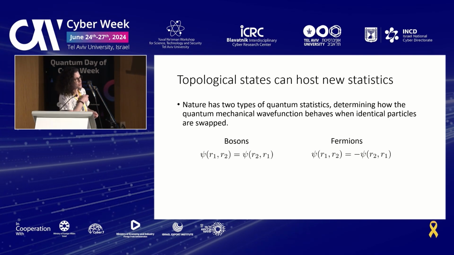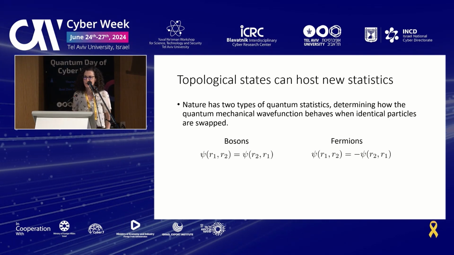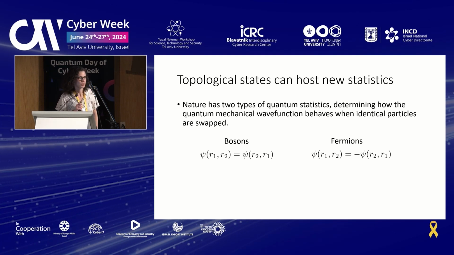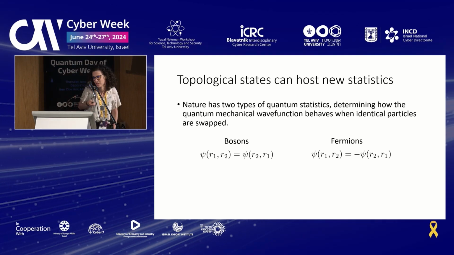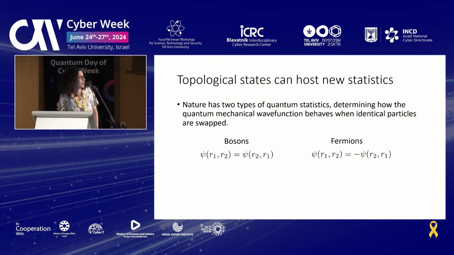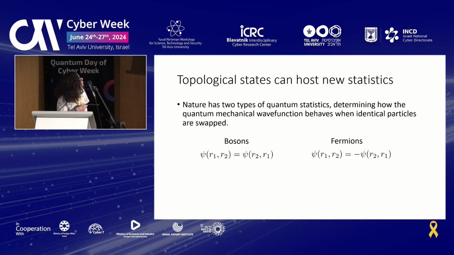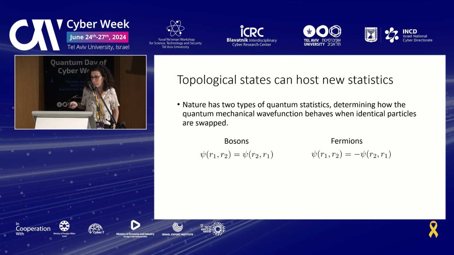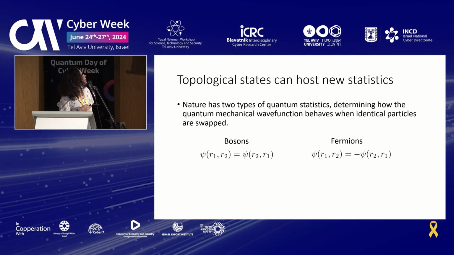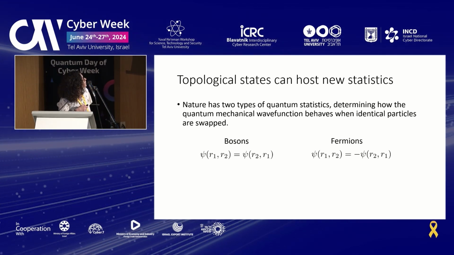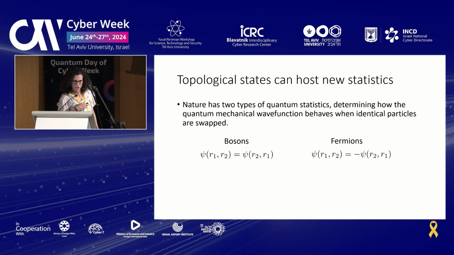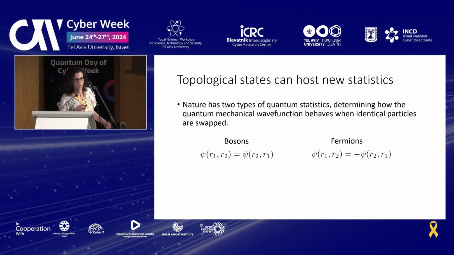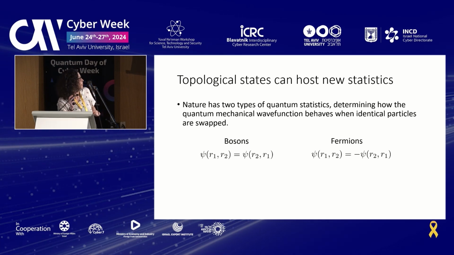Another interesting property that they can have is unconventional quantum statistics. And for this, I need to explain what it means to have a quantum statistics, for those of you who are not physicists and don't know what it means. Nature basically has 2 types of particles. Particles can be split into 2 quantum categories that determine how the wave function, which we mentioned earlier in the talk, behaves when there are many of them and they are swapped. The positions are swapped.